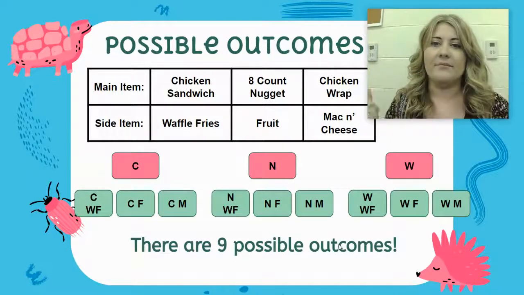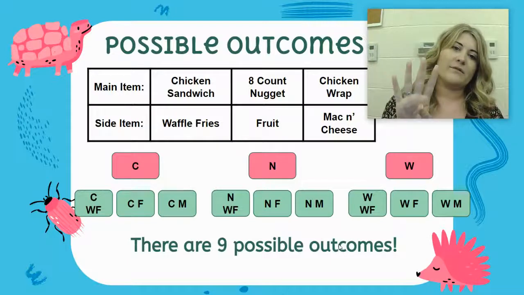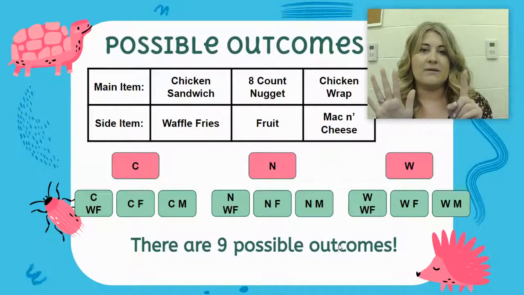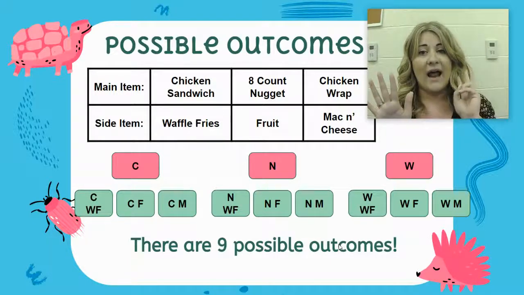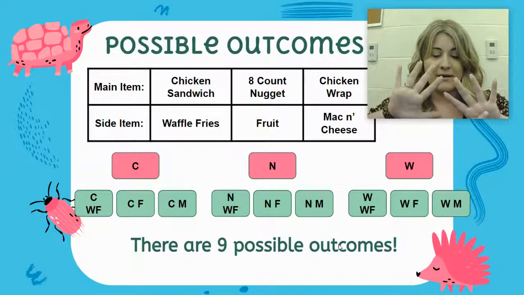You could get a chicken sandwich with waffle fries, a chicken sandwich with fruit, a chicken sandwich with mac and cheese, or you could get nuggets with waffle fries, nuggets with fruit, nuggets with mac and cheese, or you could get a wrap with waffle fries, a wrap with fruit, and a wrap with mac and cheese. So that's 9 possible combinations.